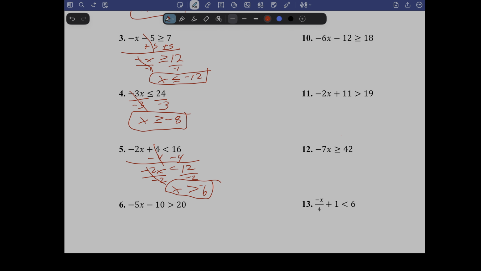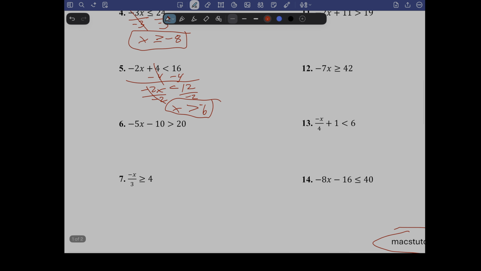Let's go on to number 6 here. I'm going to add 10 to both sides because we want letters on one side, numbers on the other. If I'm doing the solving too quick, go to maxtutorials.com and look at chapter 2. In chapter 2, I go step by step on how to solve equations, and you'll be able to go this quick as well after you do that. I divided by a negative number, so I have to flip the sign. It was greater than, now it's going to be less than.